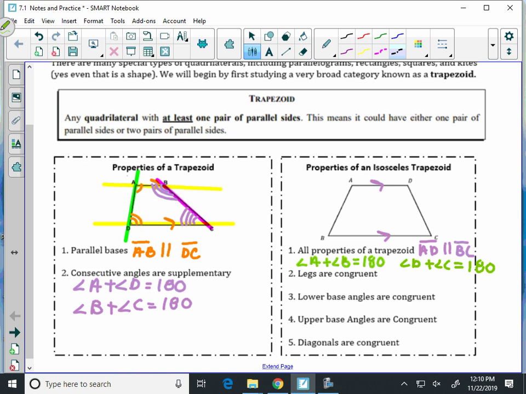But what's special about an isosceles trapezoid, and why it's called an isosceles trapezoid, think about an isosceles triangle. What's special about an isosceles triangle? It's the same. So what do you think about an isosceles trapezoid? Two sides are going to be the same, and specifically, the legs. And again, the legs are the sides that aren't parallel to each other. So AB and DC are going to be congruent.